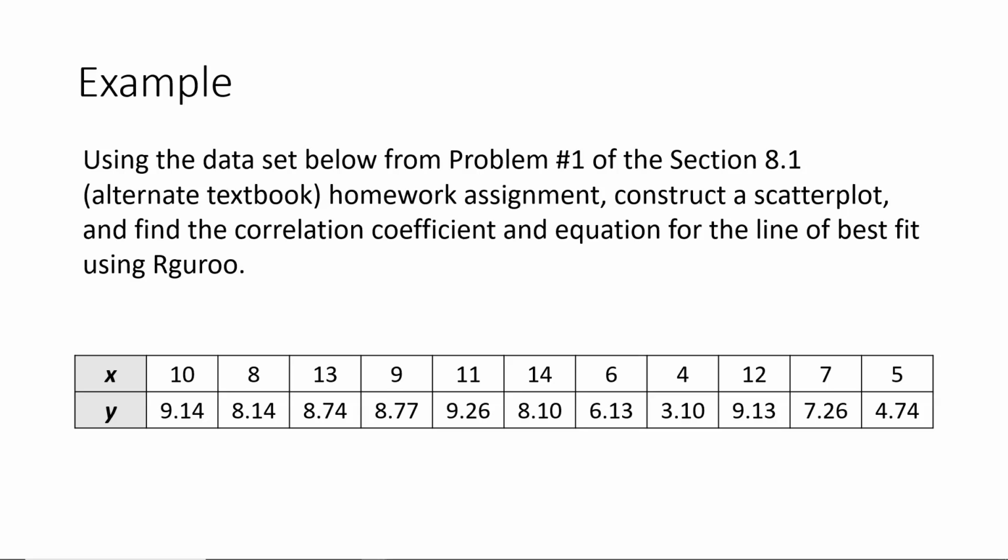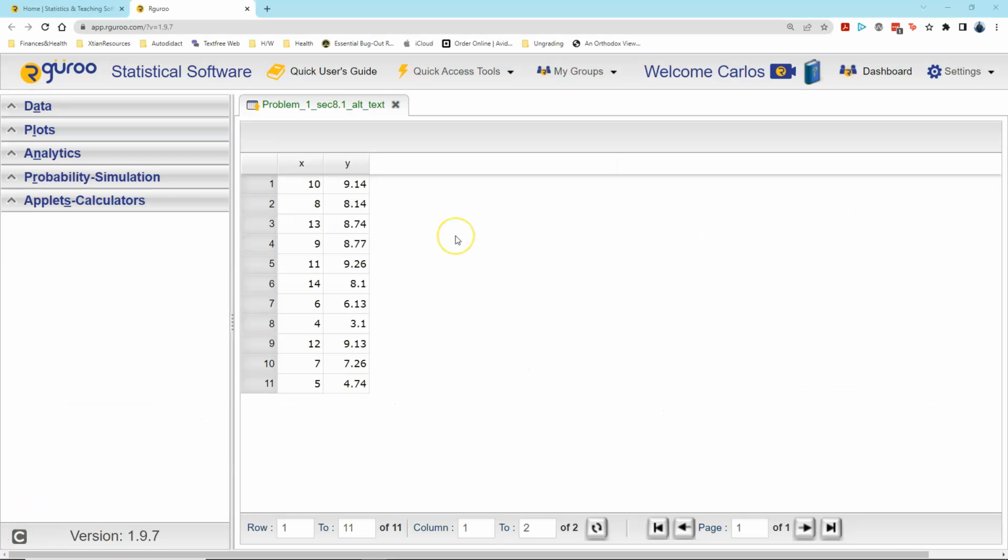And I'm going to construct a scatter plot, find the linear correlation coefficient, and what is known as the regression equation for the line of best fit using Rguroo. So within Rguroo, I've already entered the data that I showed on the previous PowerPoint slide. I'm not going to show how to do that because I've done that in previous videos, and you can also look it up as a tutorial within the Rguroo website. So here's the data for X and Y.